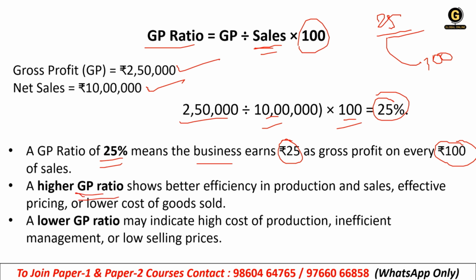A higher gross profit ratio means better efficiency in production and sales, effective pricing, or lower cost of goods sold. A lower GP ratio may indicate high cost of production, inefficient management, or low selling price. These are the possibilities. A higher GP ratio means the company is efficiently producing the goods and the selling price is also good. If the GP ratio is lower, the company is not efficiently handling its products or sales. If the sales are not good, your GP ratio is not good. Clear?